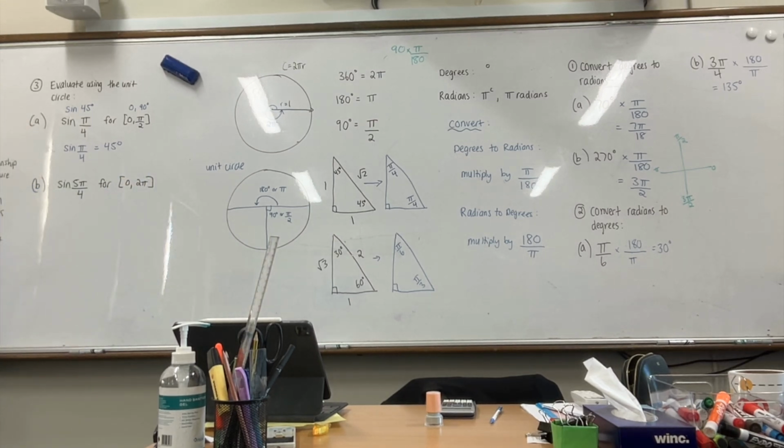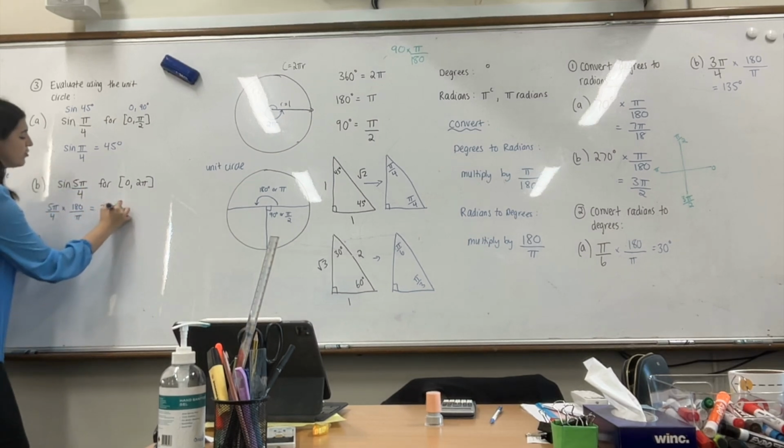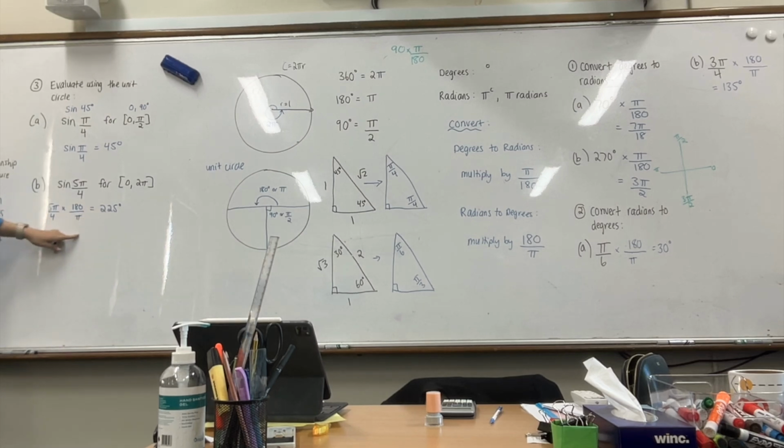Now this next one, I've got sine 5 pi on 4 with a domain between 0 and 2 pi. So already, sine 5 pi on 4, now there are 2 ways to do this. You can just convert everything to degrees. So if I convert 5 pi on 4 to degrees, it's times 180 over pi. Can someone tell me what that is in degrees? 225. Good, 225. This we know, yes?